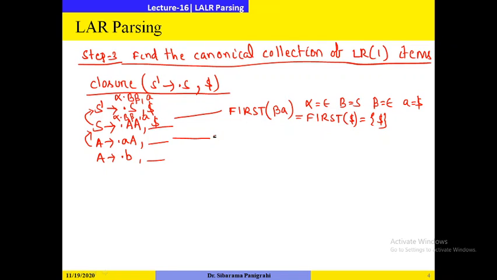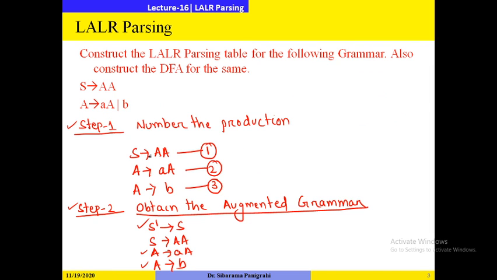Okay. So I have to compute first of beta A. Right. So here what is beta? Alpha is epsilon, B is A, beta is A, and A equal to dollar. So I have to compute first of beta A, which means I have to compute first of A. What is the first of A? So in this production, what is the first of A?